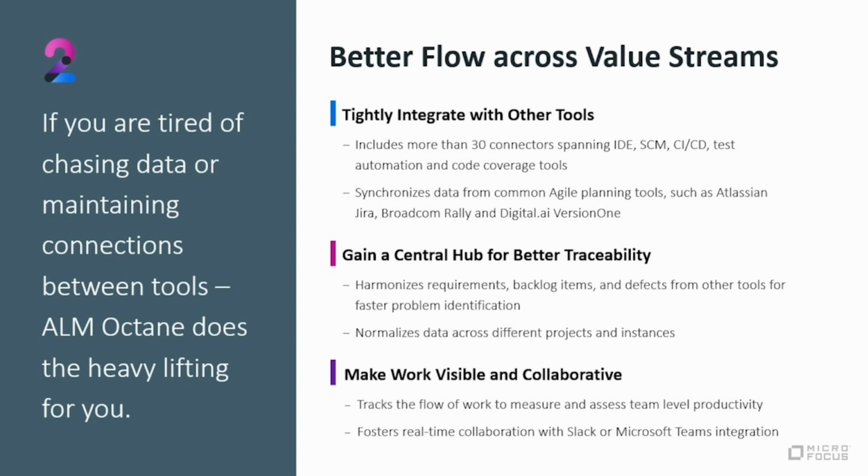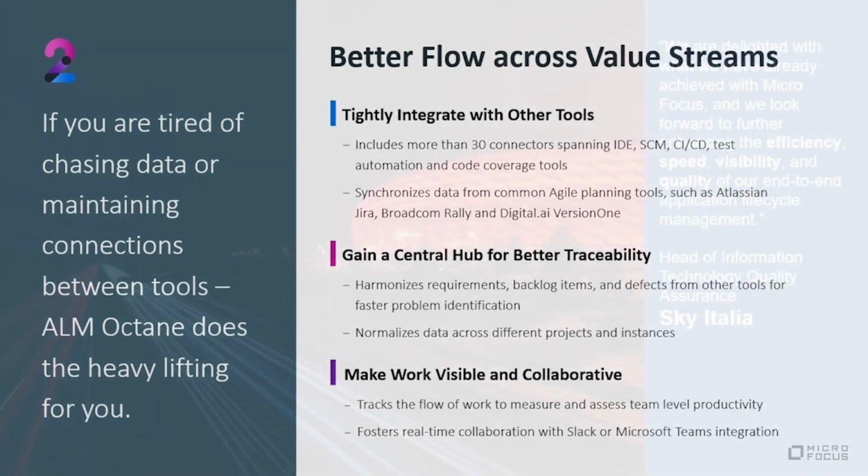The information collected can be used to track progress and pinpoint defects and bottlenecks. Through traceability between these entities, Octane also helps to track the flow of work, assess teams' productivity, and improve the delivery process overall. Octane even integrates with Slack and Microsoft Teams to improve collaboration and increase visibility across your organization.